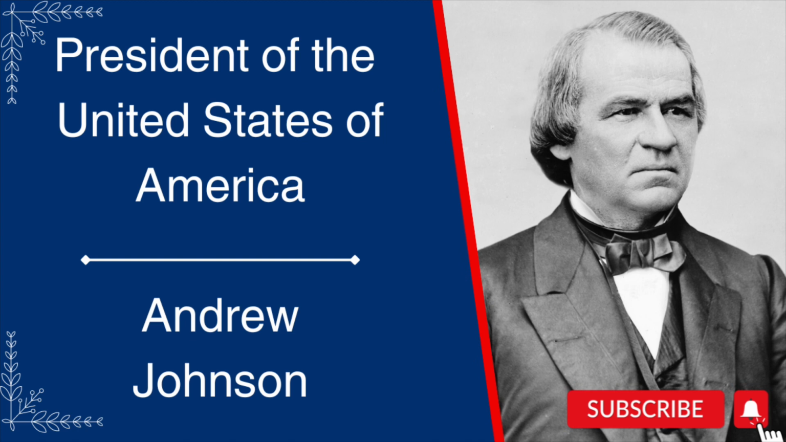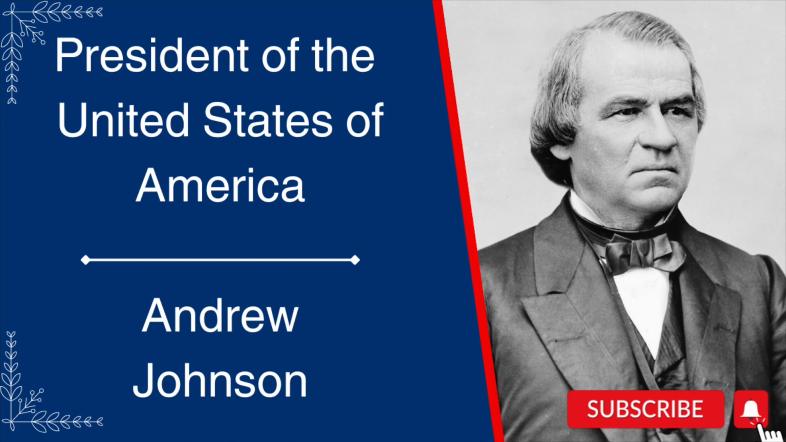In this video we're looking at Andrew Johnson. Andrew Johnson was born on December the 29th, 1808 and would die on July the 31st in 1875. Johnson was the 17th President of the United States, serving from 1865 to 1869. He assumed the presidency following the assassination of Abraham Lincoln, as he was vice president at that time. Johnson was a Democrat who ran with Lincoln on the National Union Party ticket.